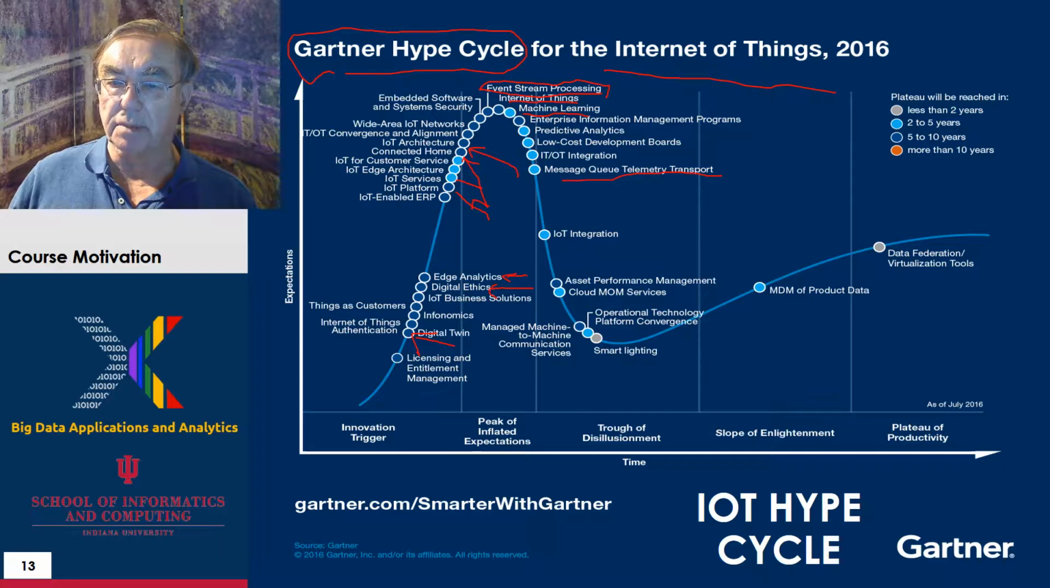MQTT, message queue telemetry transport, is just a protocol for how you communicate with things. I'm not so certain it's actually that good, but it's certainly very popular, and comes from the intelligent machine telephone world. Machine-to-machine communication, that will perhaps use MQTT as the protocol. Smart lighting, those are advertised all over the place.